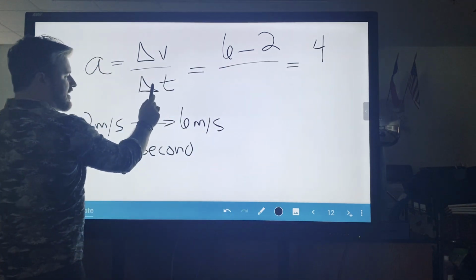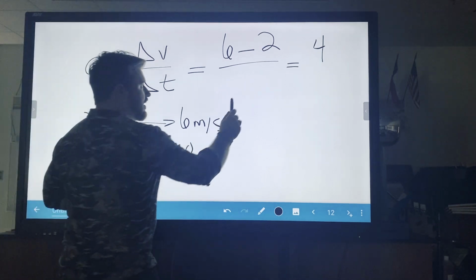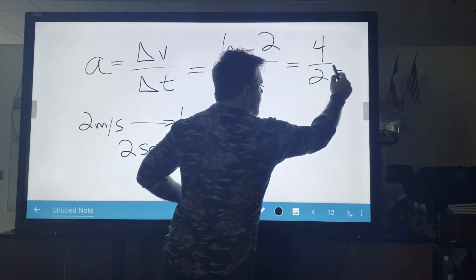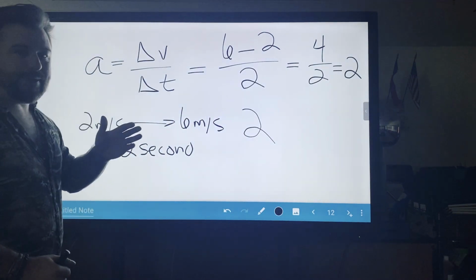What is the change in time? How much time went by? 0, 1, 2 seconds. 2 seconds, right? So that's 6 minus 2 is 4 divided by 2. What is 4 divided by 2? It's 2. What are the units? Now let's be clear.